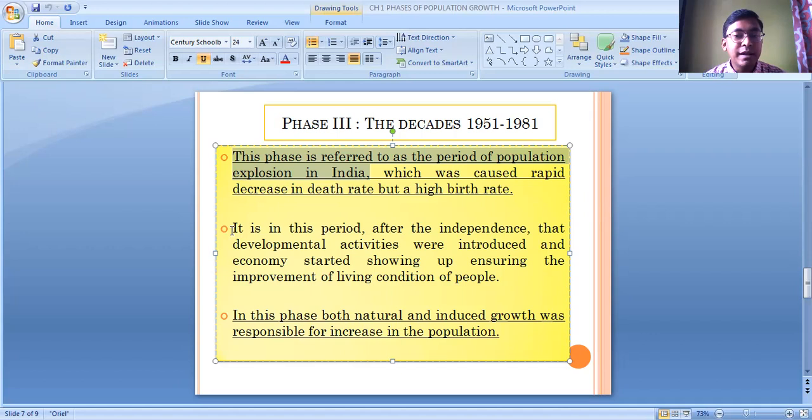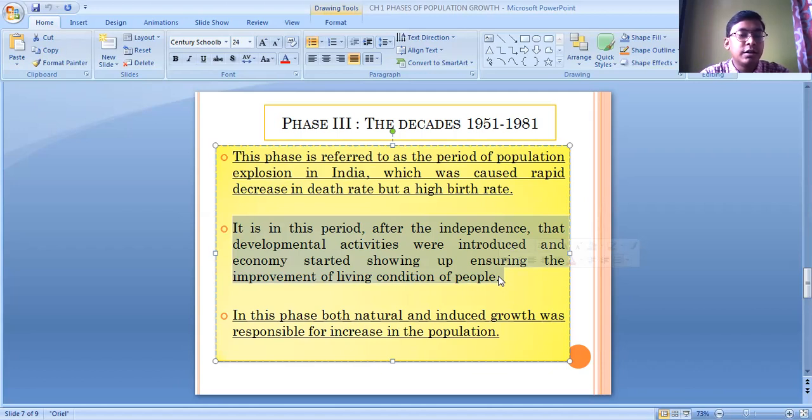So the main reason in this period between 1951 to 1981 is the induced growth of population. Not the natural growth, but the induced growth of population was mainly responsible for India's population growth. It is in this period after independence that developmental activities were introduced and the economy started showing up, ensuring the improvement of living conditions of people.